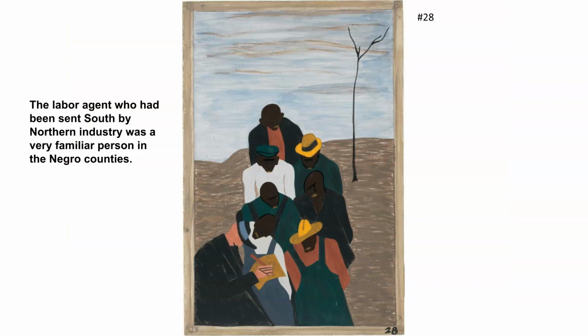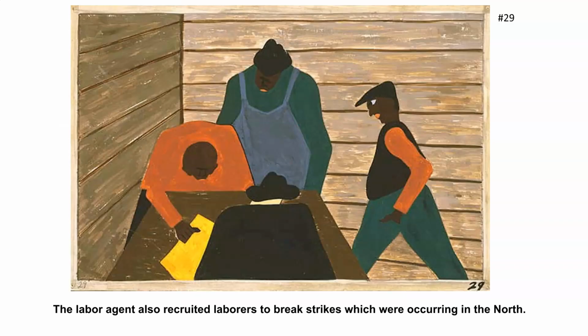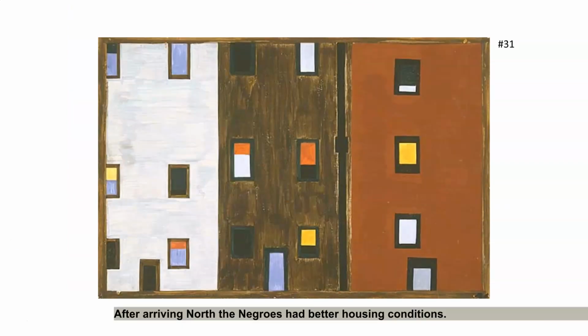The labor agent who had been sent south by Northern industry was a very familiar person in the Negro counties. The labor agent also recruited laborers to break strikes which were occurring in the North. After arriving north, the Negroes had better housing conditions.